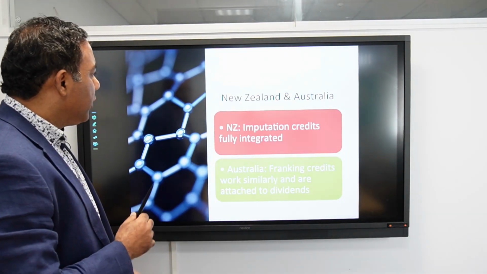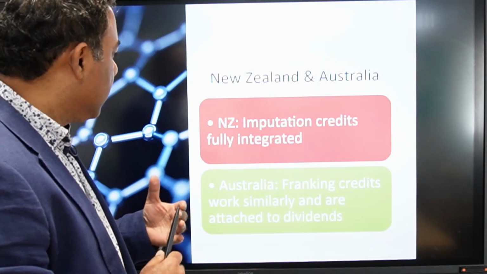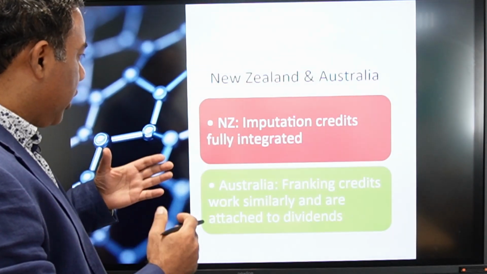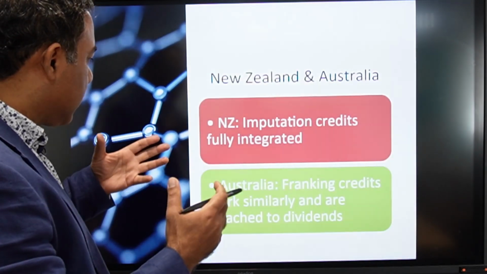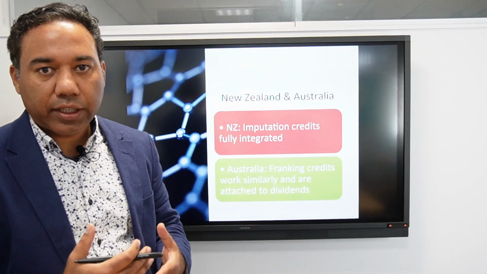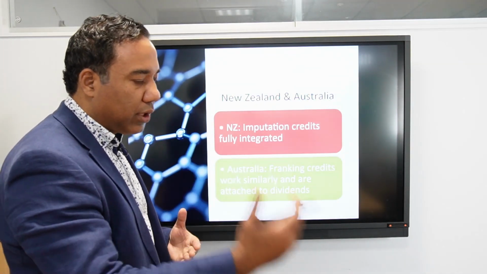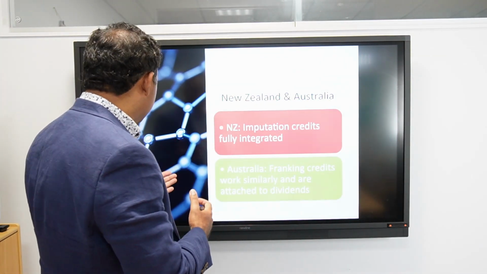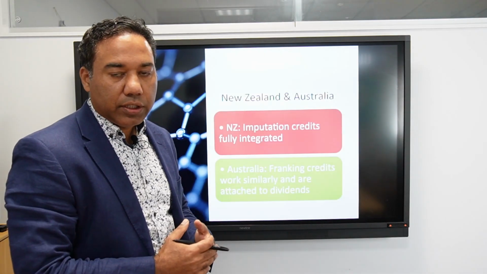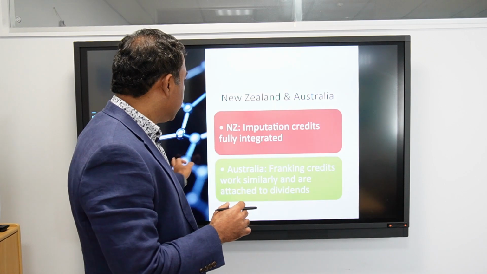Now in New Zealand and Australia, we call it imputation credit systems. This is where I'm from. This is called imputation credits, fully integrated. Fully integrated means that whatever tax is paid by the company, that tax is provided to the shareholder. And a similar system in Australia is called franking credits. Franking credits work very similarly and are attached to the dividend. So this is what it's called in these two countries.